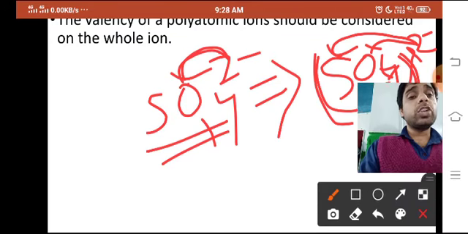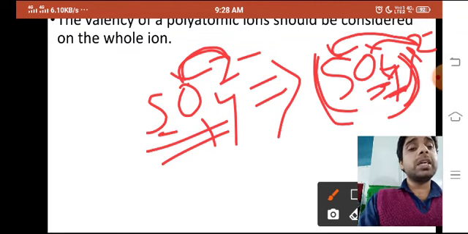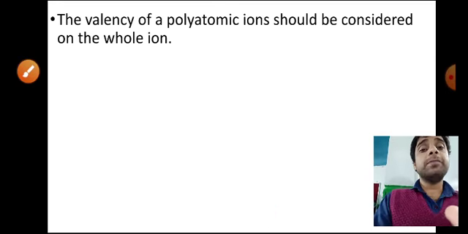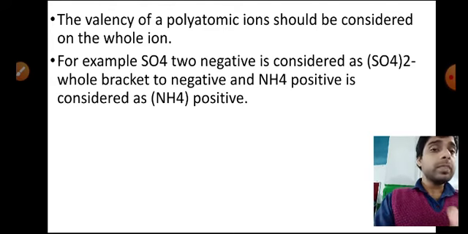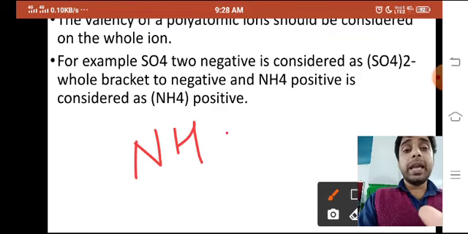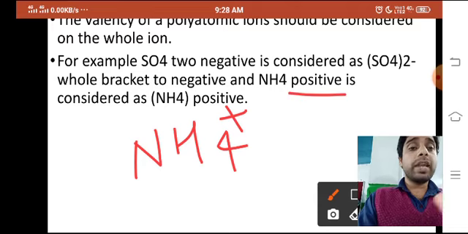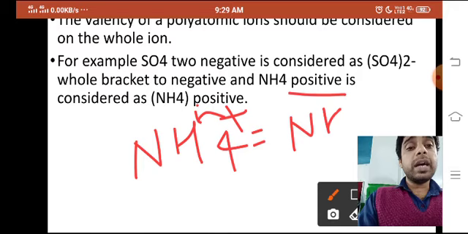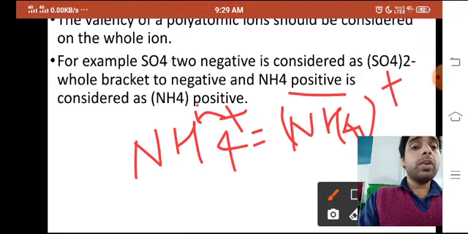This one is polyatomic, since more than one atom is there. So the valency of a polyatomic ion should be considered on the whole ion. Second, NH4 positive. This is the way of writing NH4 positive, and it doesn't mean that this positive is only on one atom. It is considered to be on the whole polyatomic ion NH4 positive, the whole bracket.